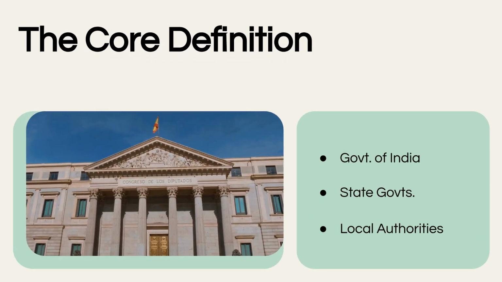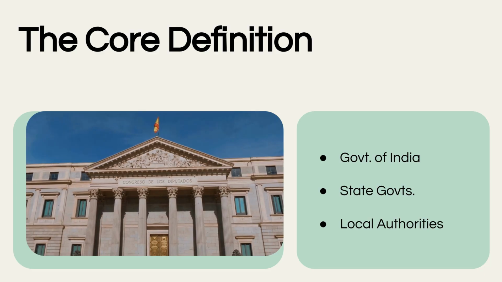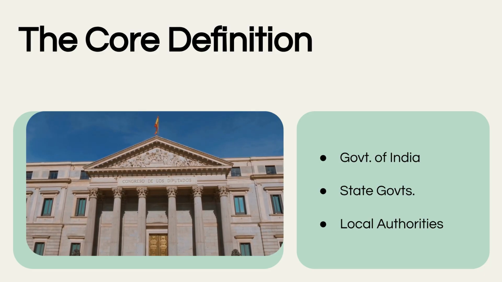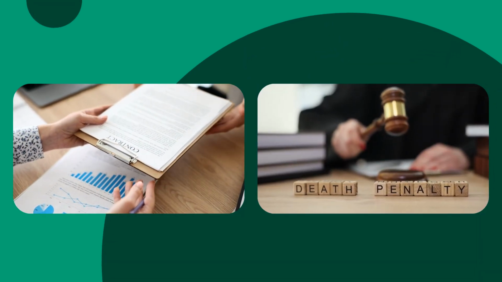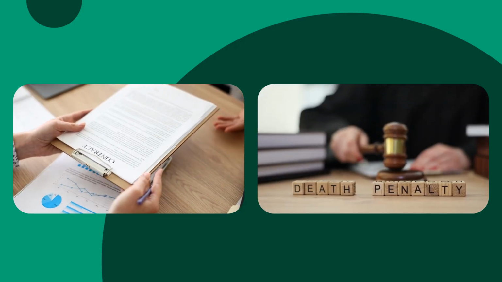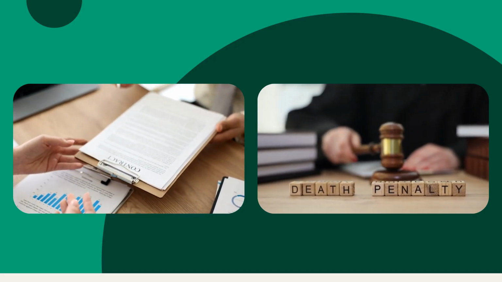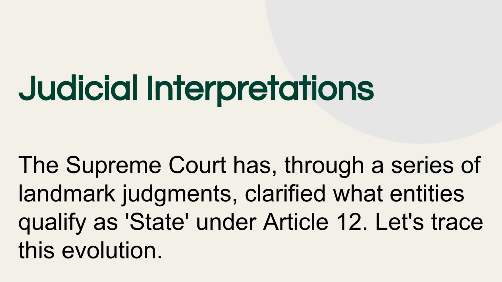Under Article 12, state explicitly includes the government and parliament of India, the government and legislature of each state, and local authorities like municipalities and panchayats. However, the most debated phrase in Article 12 is "other authorities." This phrase has led to extensive judicial interpretation, shaping the scope of fundamental rights significantly. The Supreme Court has, through a series of landmark judgments, clarified what entities qualify as state under Article 12.